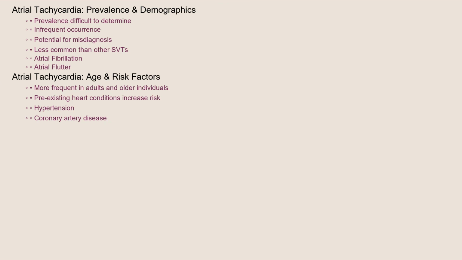The exact prevalence of atrial tachycardia is difficult to determine, as many individuals may experience it infrequently or have it misdiagnosed. It's generally considered less common than other types of supraventricular tachycardias, such as atrial fibrillation or atrial flutter. While AT can occur in people of all ages, it's more frequently observed in adults and older individuals, particularly those with pre-existing heart conditions. The underlying conditions that contribute to AT, such as hypertension and coronary artery disease, become more prevalent with age, indirectly influencing the incidence of AT.